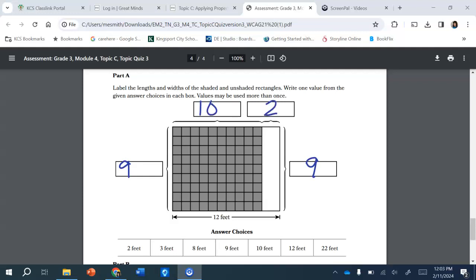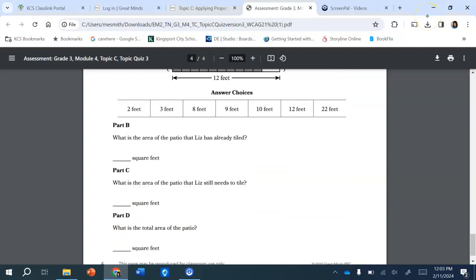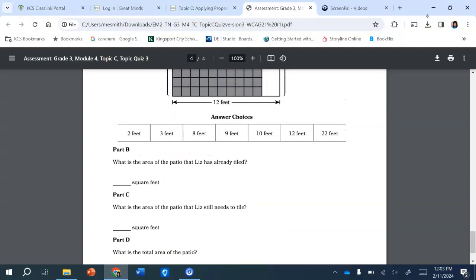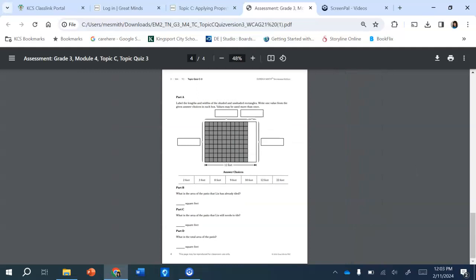I have to then use those dimensions to fill in down here. Okay? I wish I could make this smaller. Let me see if I can. Oh, perfect. This will help us hopefully finish up before our time runs out. So again, 9, 10, 2, and 9. And then I'm going to use that to answer part B. What is the area of the patio she's already tiled?